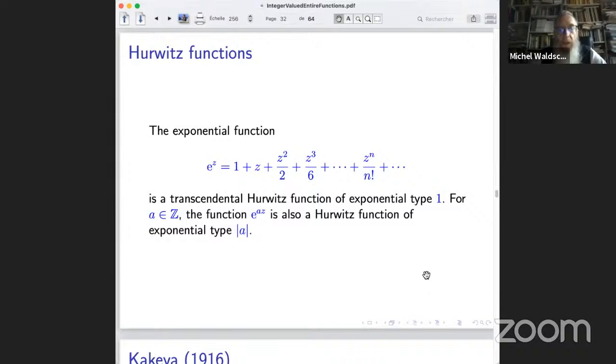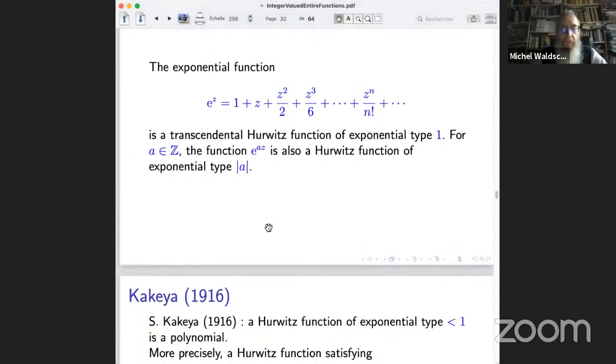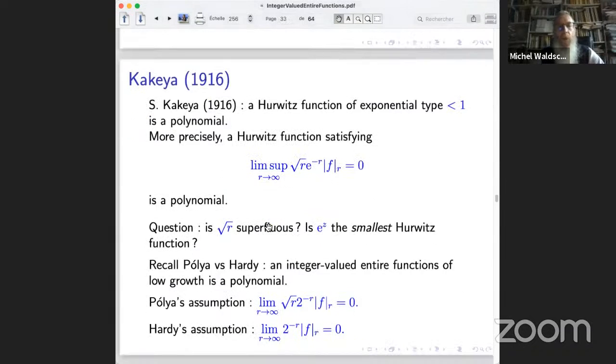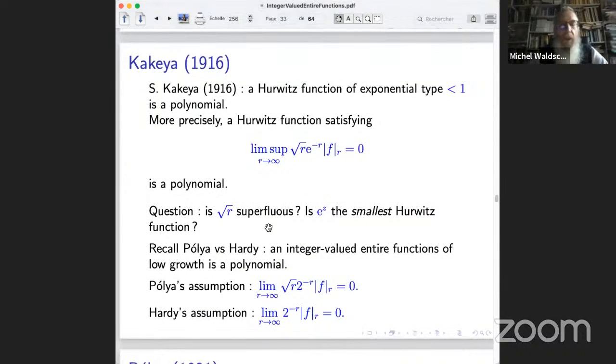If you take an integer a, the function exponential of az is also a Hurwitz function, and the exponential type is the absolute value of a. So Kakeya, one year after Polya worked on integer valued entire functions, did the same for Hurwitz functions, and he proved that if a Hurwitz function has exponential type less than 1, then it is a polynomial. The precise result of Kakeya was that if the lim sup of square root of r times exponential minus r times f of r is equal to 0, then f is a polynomial.